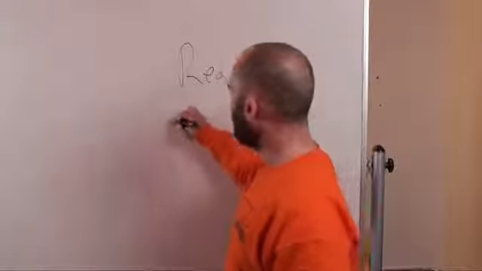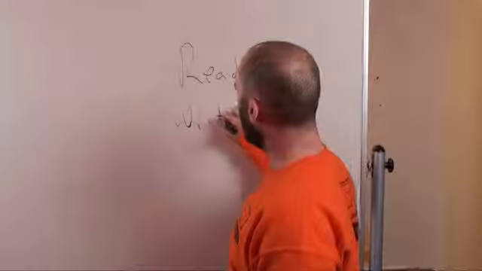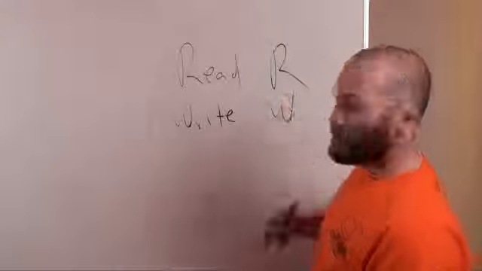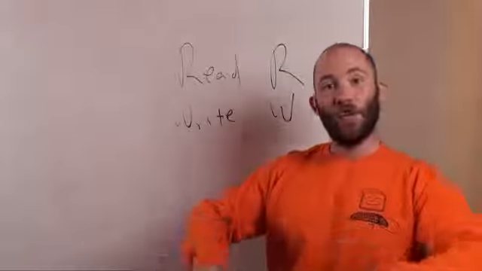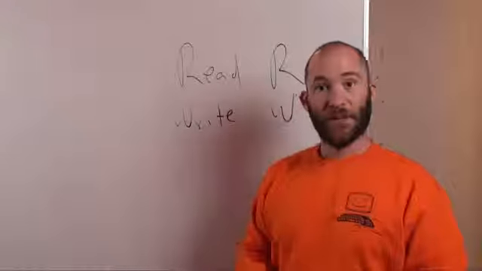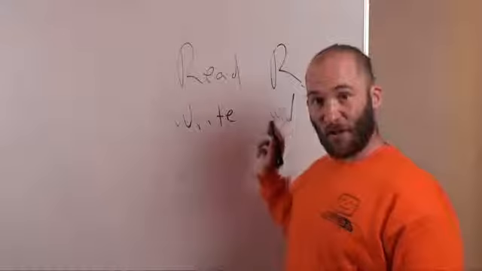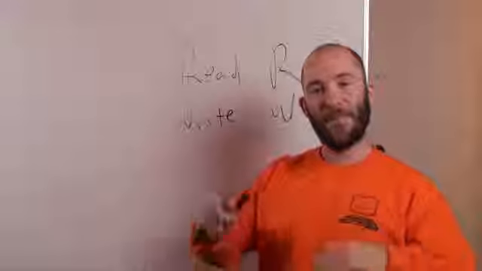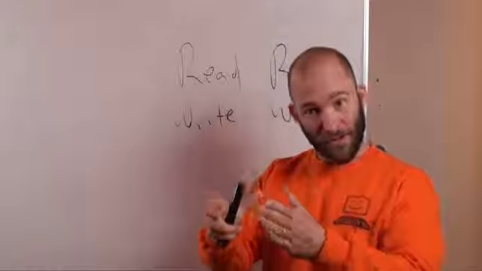You then have write, W-R-I-T-E, again signified by a W. Write means that you can write to the file. So if you have both read and write permission, it means you can open the file up, you can edit it, and then you can save it back to the original source.